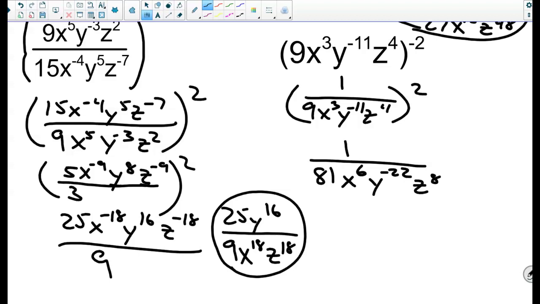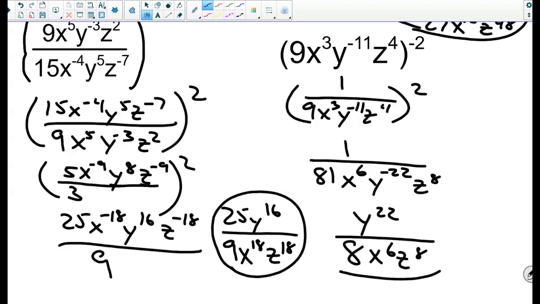And this is why I don't like saying, oh, negative exponents go to the denominator. The negative exponent's in the denominator. It needs to be raised to the numerator. Y to the 22nd over 8x to the 6th, z to the 8th.